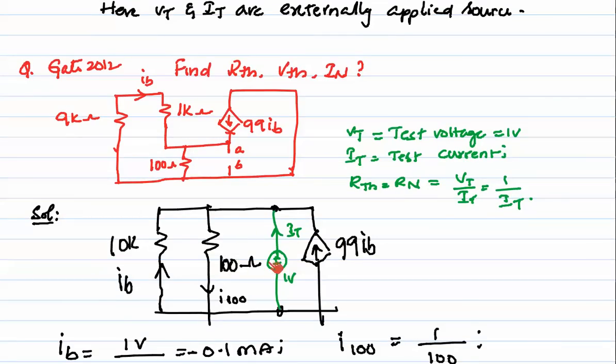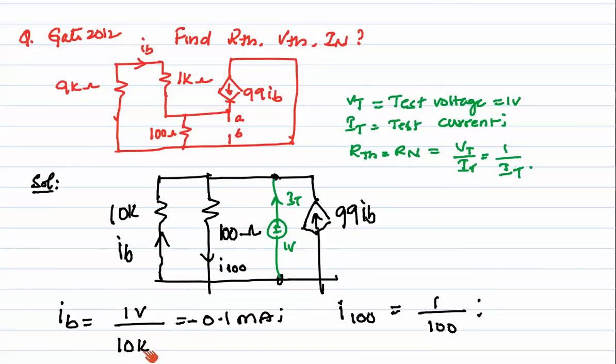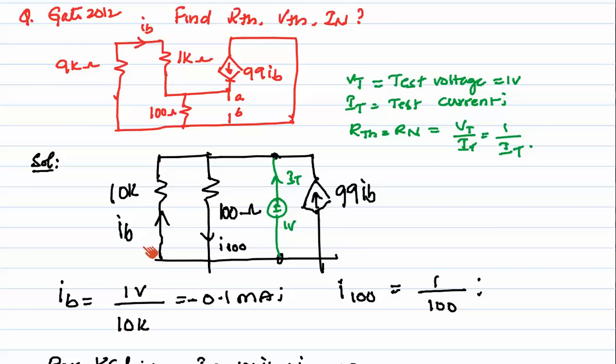Next here, friends, if I apply a test voltage of 1 volt here, plus minus, this is going to be IT. And if you observe, IB is in the opposite direction here. So here we have 1 volt, IB and the resistance. I is nothing but V by R, so IB is 1 volt divided by 10 kilo ohms. And here actually this is moving in the upward direction, so we have a minus sign. Minus sign means we will get IB as minus 0.1 milliamps. And what about I100, the current flowing in the 100 ohms? We have a voltage of 1 volt, so I is equal to V by R, that is 1 by 100.